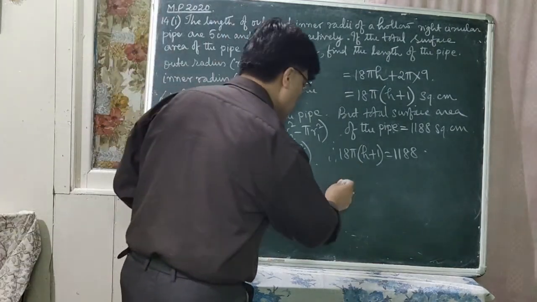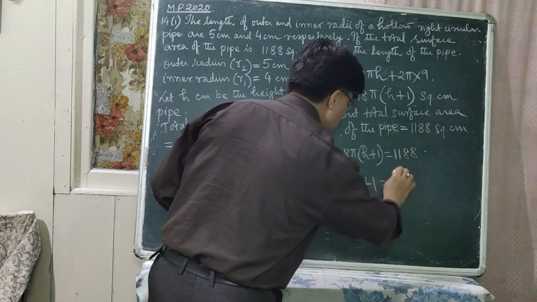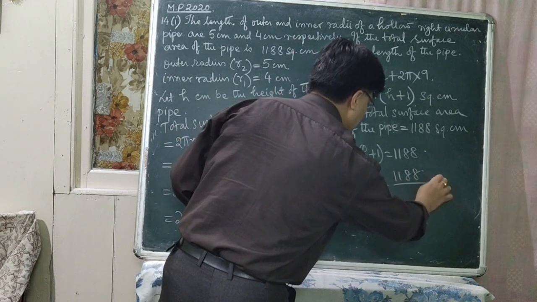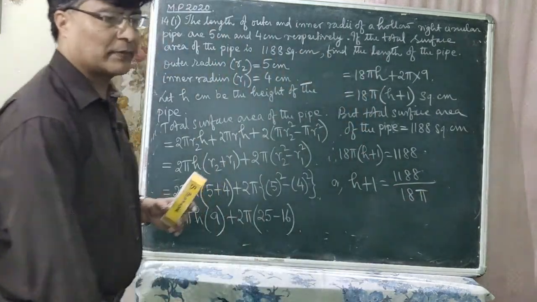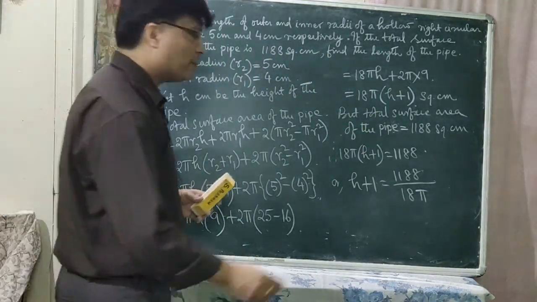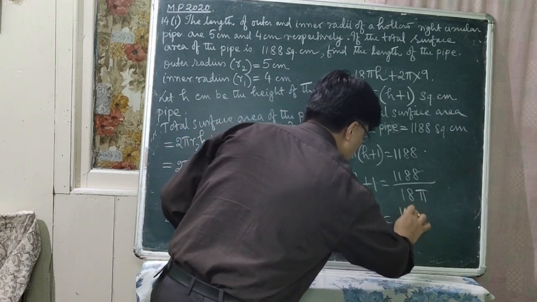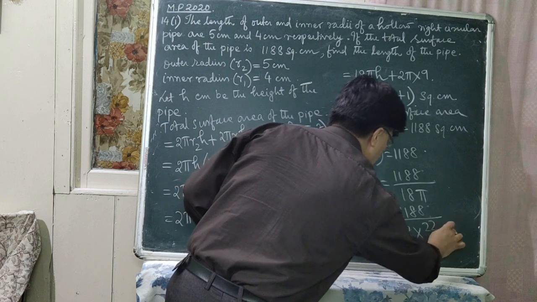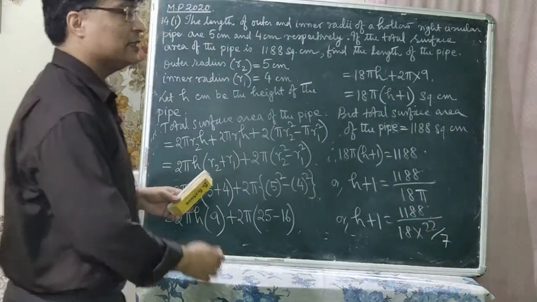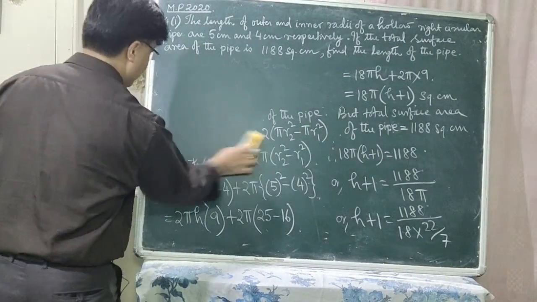Okay. So let us simplify it, or what is h plus 1 is equal to 1188 divided by this is your 18 pi. So let us simplify it. What is pi here? 22 by 7, you know that. H plus 1 is equal to 1188 divided by 18 into what is pi here? This is 22 by 7. So let us simplify it.